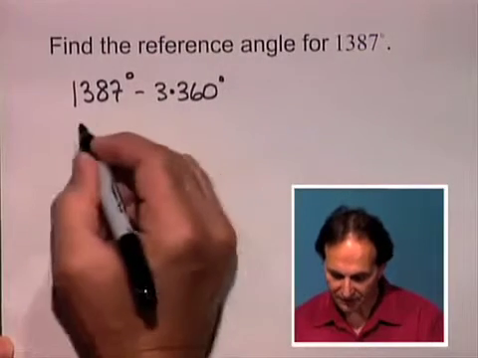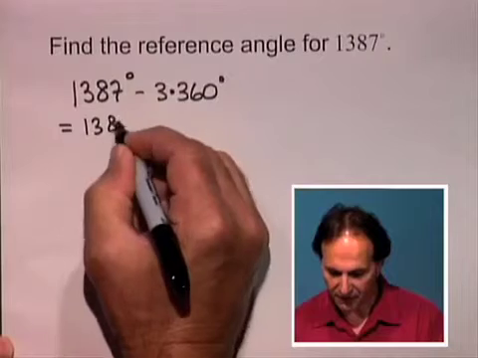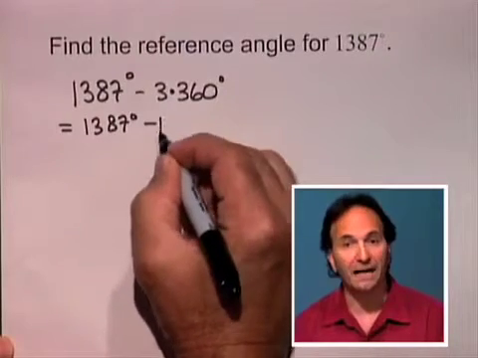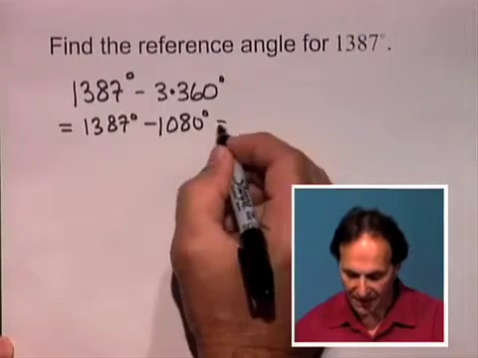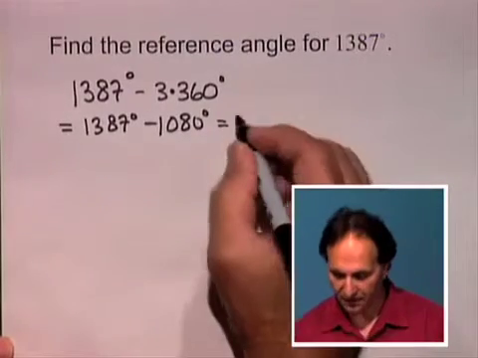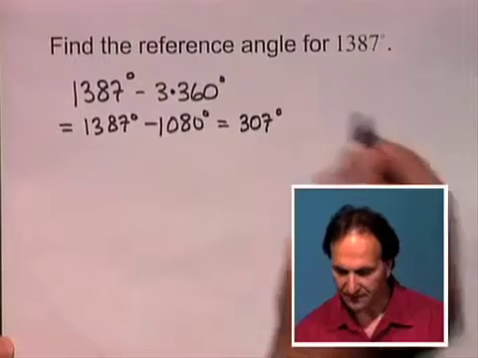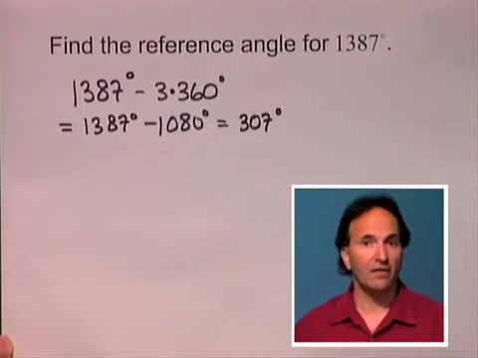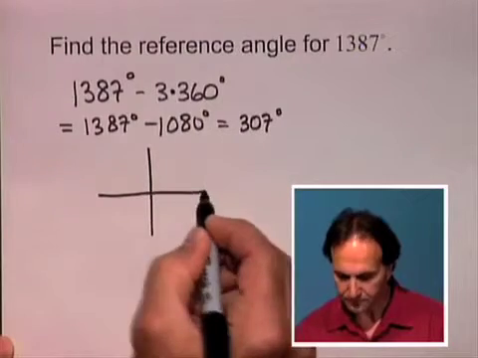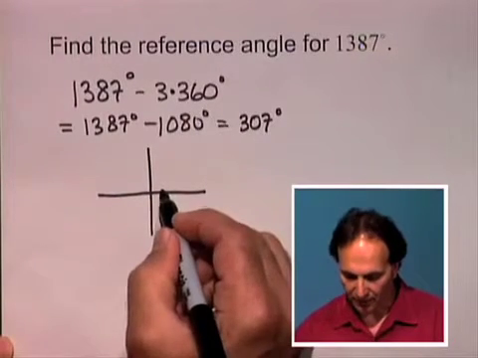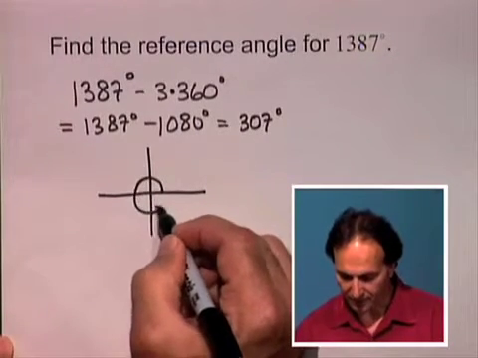This would give us 1,387 minus 1,080 degrees, and that would be equal to 307 degrees. Let's draw that angle in standard position. That would bring us all the way around to approximately here.